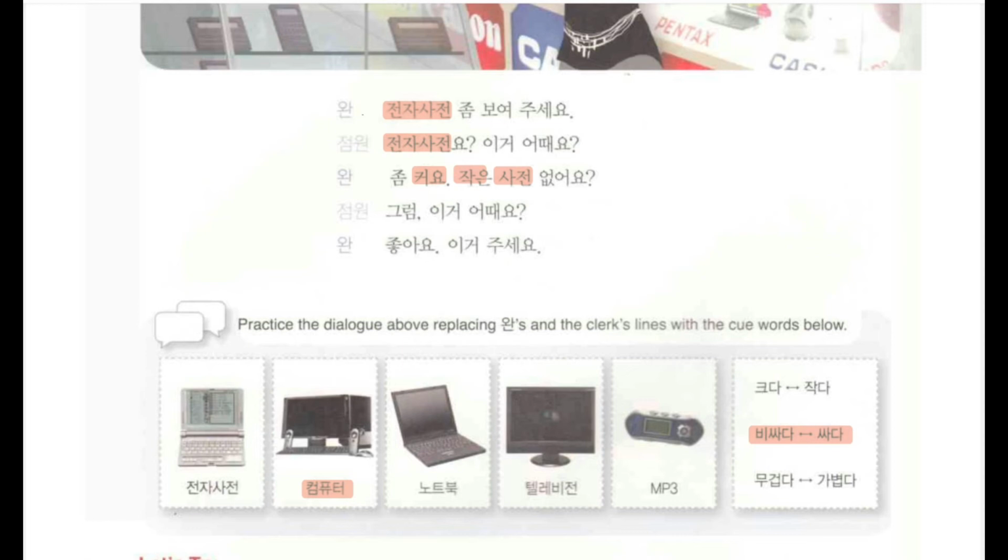Okay? Let's practice with computer now. 자, 제가 one 할게요. 여러분이 점원 하세요. 컴퓨터 좀 보여주세요. 좀 비싸요. 싼 컴퓨터 없어요? 좋아요. 이거 주세요. 자, let's take turns. 여러분이 one 하세요. 제가 점원 할게요. 시작. 컴퓨터요? 이거 어때요? 그럼 이거 어때요?